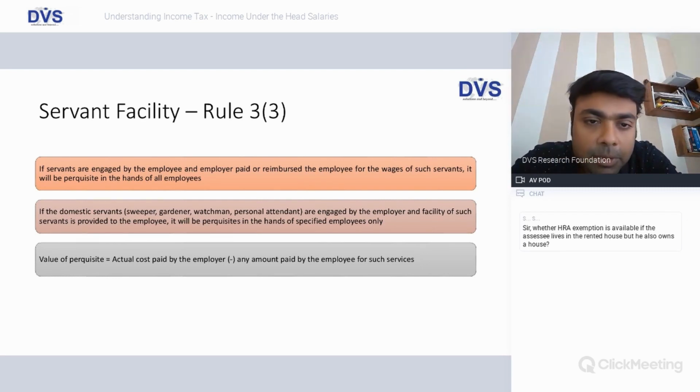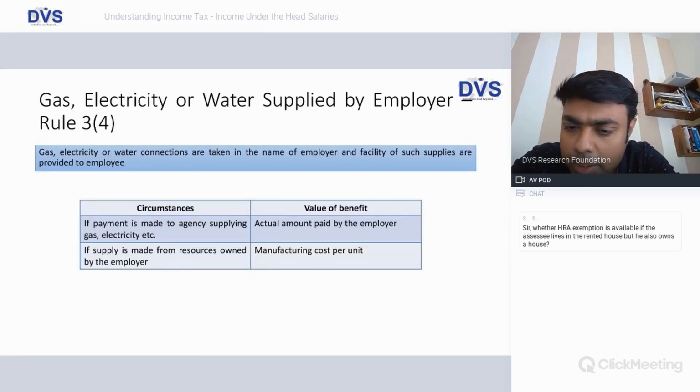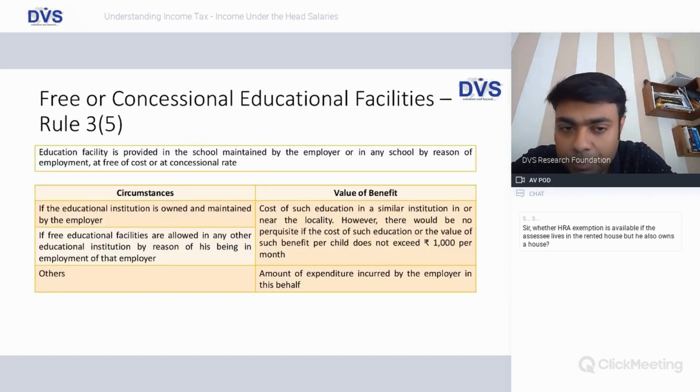Servant is provided. Okay, so in which case, what can happen? Servants are engaged by the employer and it is reimbursed, then the entire value of the reimbursement will be taxed. Domestic servants are engaged by the employer and the facility is provided to the employee, then the value of the salary paid, whatever is the cost minus whatever gets recovered, will be taxable. Gas, electricity, water supply, very simple. If it is paid by the employer for specified employee, actual expenditure will be taxable. If the employer owns these facilities and is extending it to the employee, then whatever is the manufacturing cost per unit will be taxed. This cost of providing the facility will be taxed.